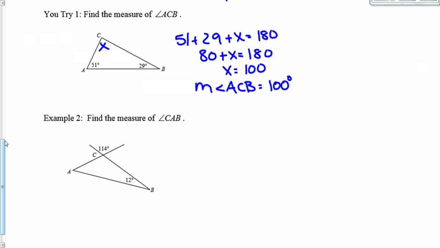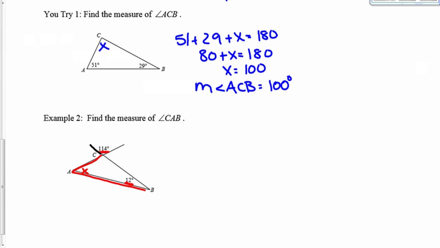Okay, let's take a look at example number 2. Same thing, but we have to use other angle relationships that we know. We're finding the measure of CAB, so this one right here. If you notice, I only have one angle measure on the inside. The other angle measure is out here, but I can use one of my special angle relationships to help me out.